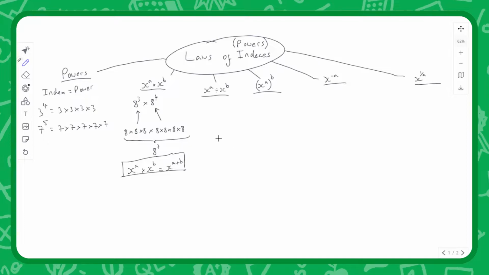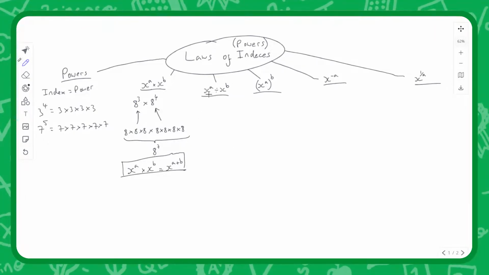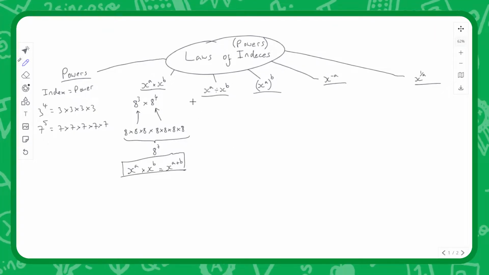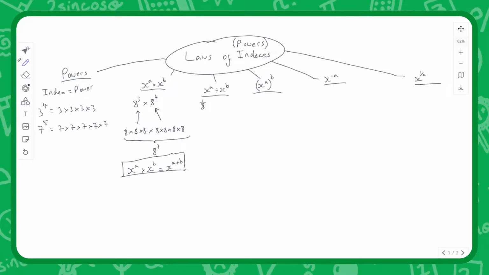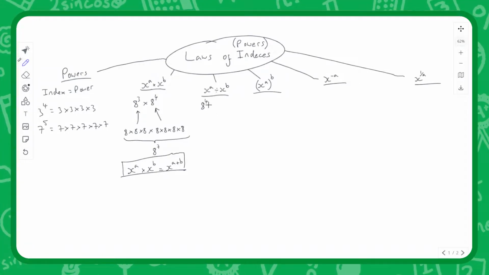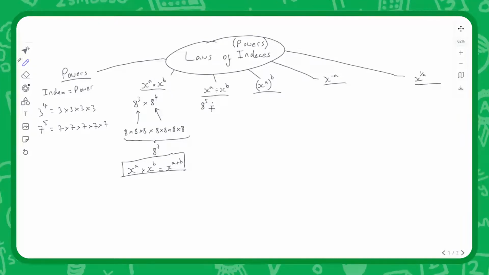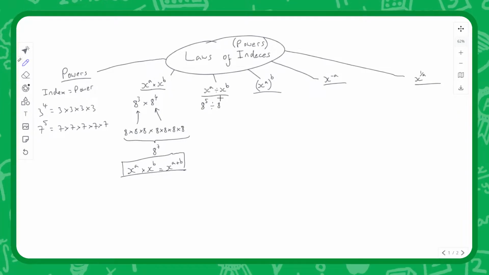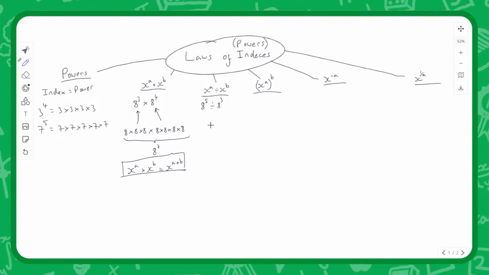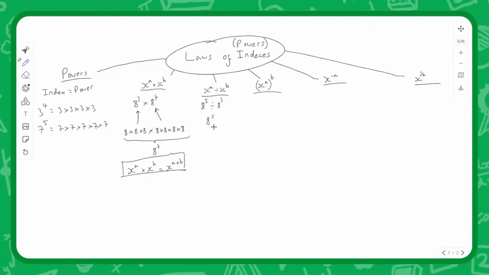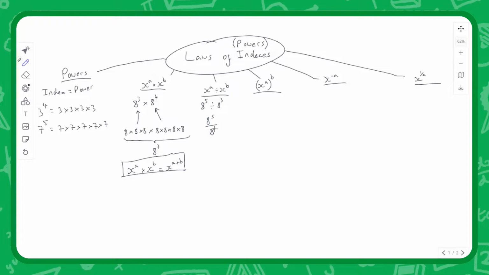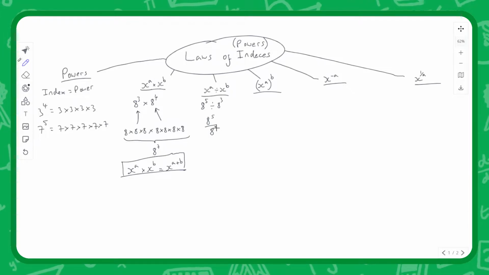Our second power rule, x to the a divided by x to the b. So let's keep these same numbers, right? Let's say we've got 8 to the 4. Actually, I'll do 8 to the 5, make it more interesting. 8 to the 5 divided by 8 to the 3. Well, I'm actually going to rewrite this as a fraction, right? We'll say this is 8 to the 5 over 8 to the 3, or 8 cubed.